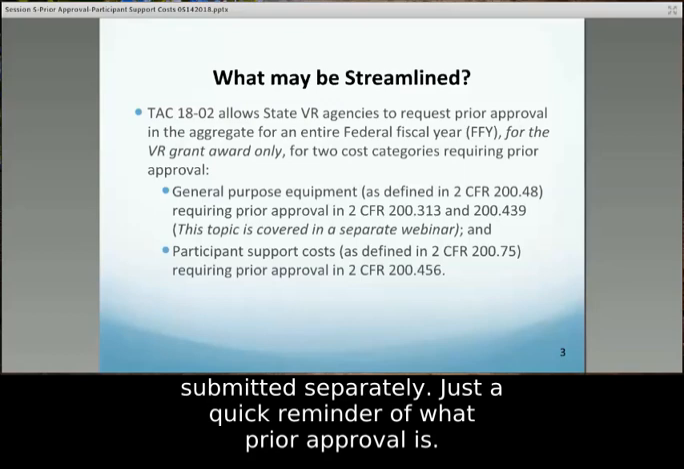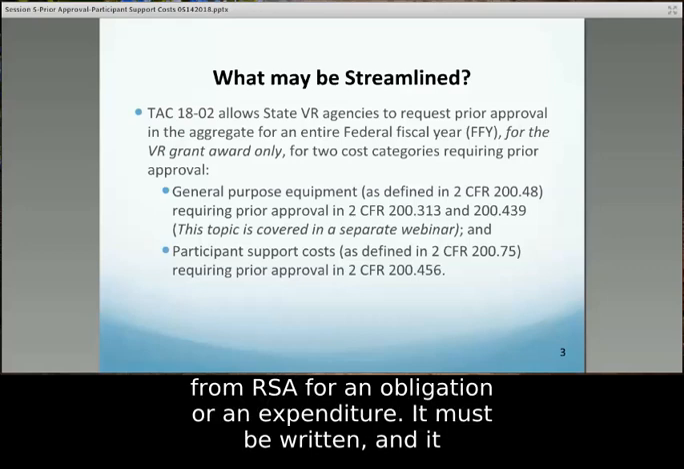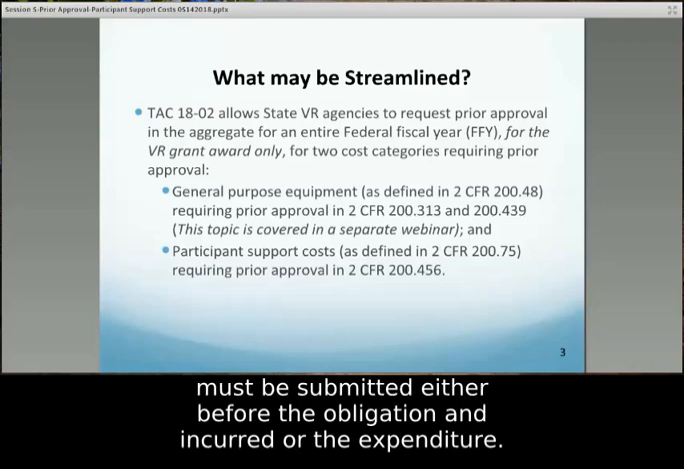Just a quick reminder of what prior approval is. Prior approval is related to different items that require prior approval from RSA for an obligation or an expenditure. It must be written and it must be submitted either before the obligation is incurred or the expenditure.